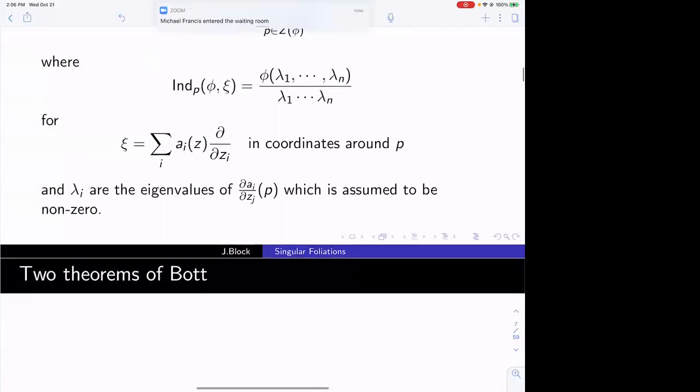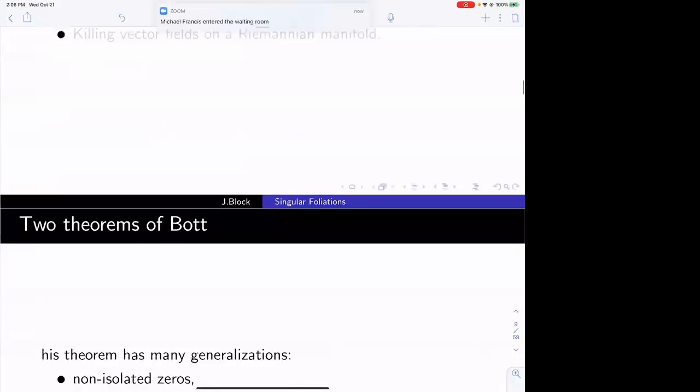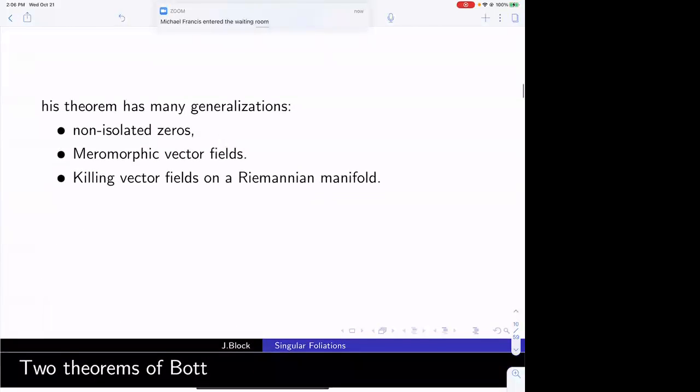Okay, and the other theorem of Bott that I want to point out is, oh, before I get to that, I just want to say that this theorem was kind of generalized up the wazoo by Bott in particular and others, Baum and Cheeger and Baum and other people, to the case of non-isolated zeros, the case of meromorphic vector fields, the case of Killing vector fields on a Riemannian manifold, and so forth.